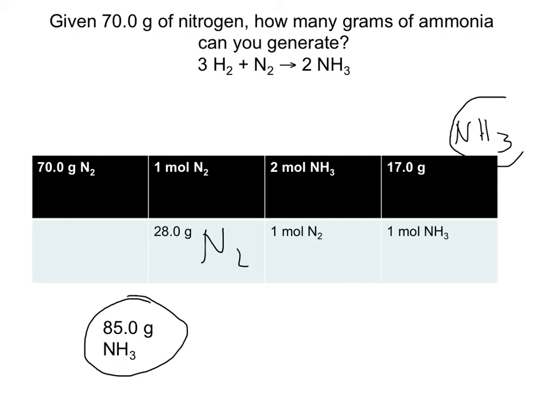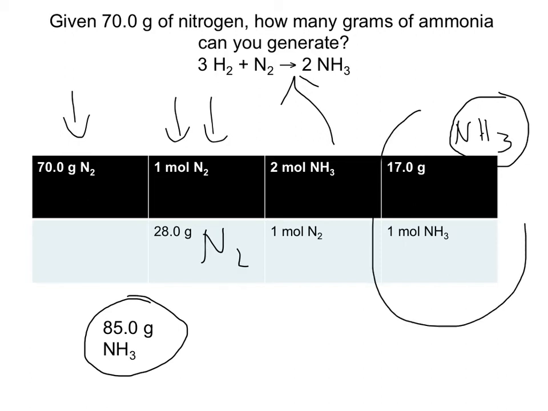So any triple T problem is going to look just like this example. Given, unit to cancel, got to go with a balanced equation, and then what you're trying to get. All right? Now, if you're still a little bit confused, I would go back and rewatch up to this point.